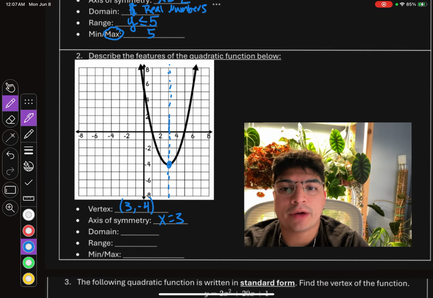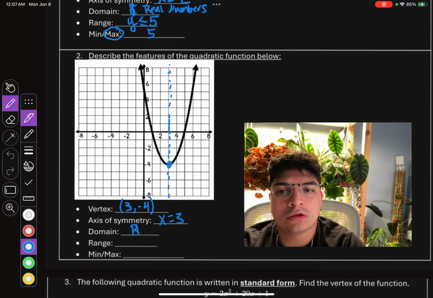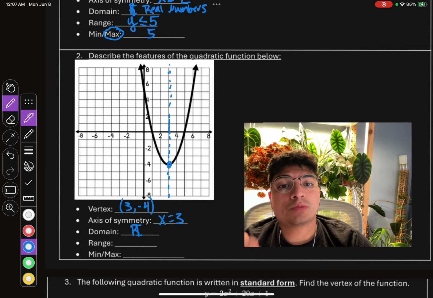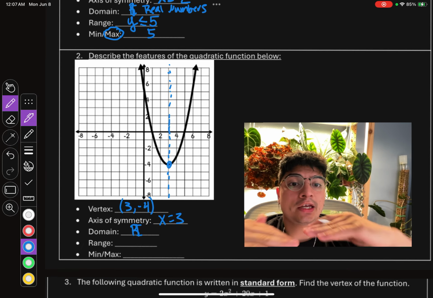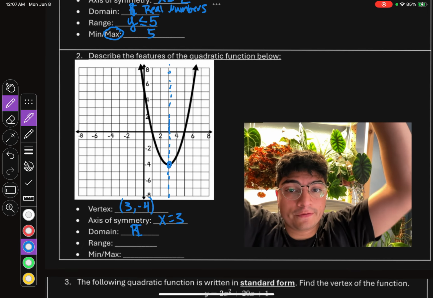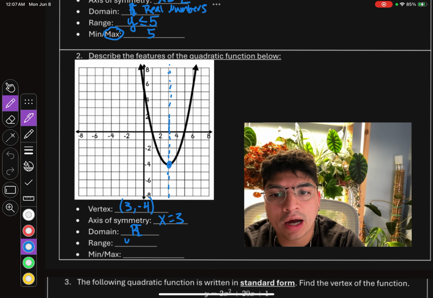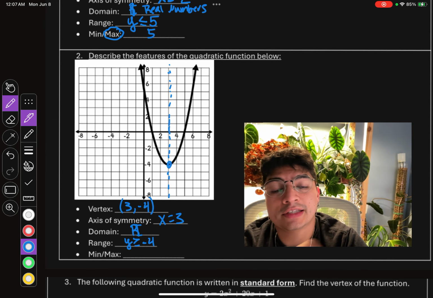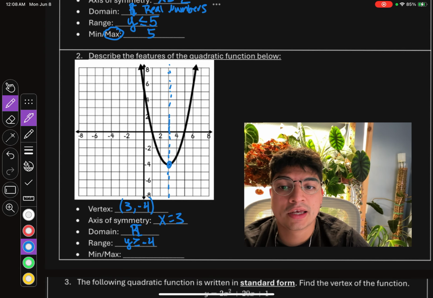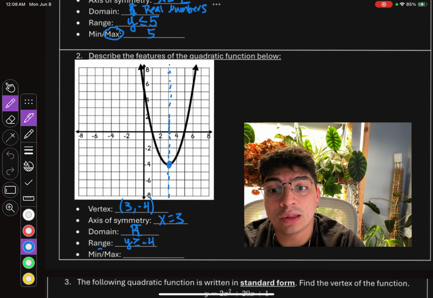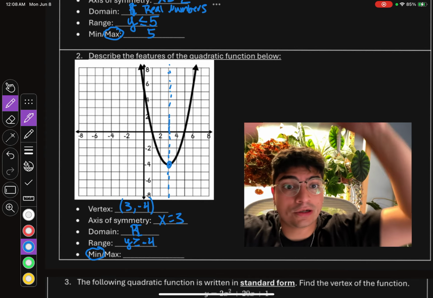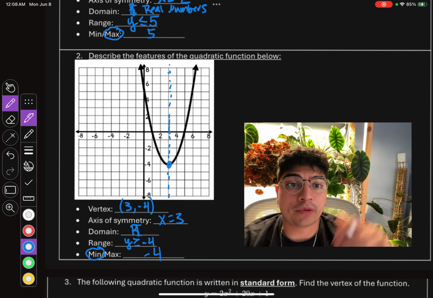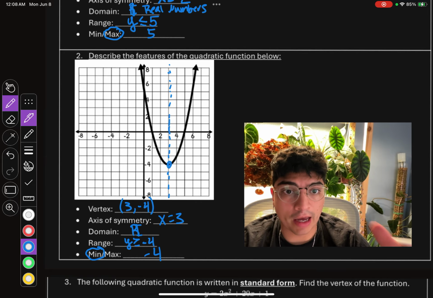The domain, as a reminder, is all real numbers. The range in this case, because we can see the bottom of the graph, is going to be anything above that vertex. So it's going to be y is greater than or equal to -4, because anything above -4 is where the parabola exists. And in this case, we can see the lowest point because it's going to continue going upwards. So the minimum in this case is going to be -4. Remember to actually circle the min-max.